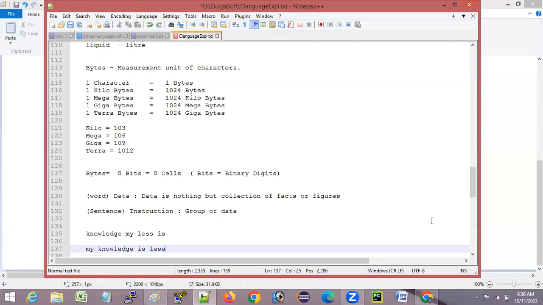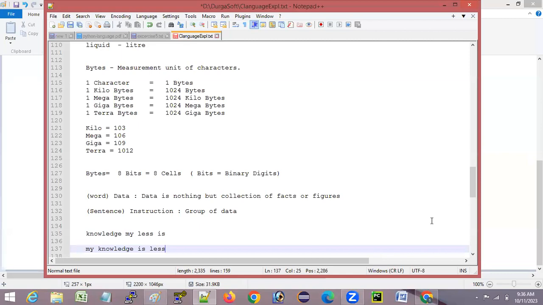Whatever facts and figures we have, according to that only you are going to compute or solve the task. Whatever task is with you, we are going to solve by taking the help of the data only. Whatever data we have, it should be factual. Later on, we prepare a sentence or an instruction. That is nothing but you are commanding the computer, please do this task. So that is an instruction.